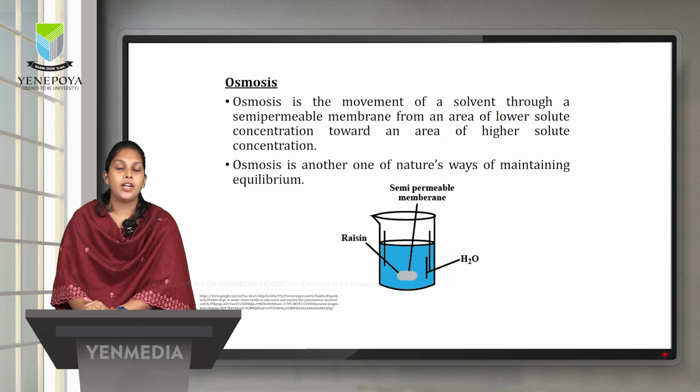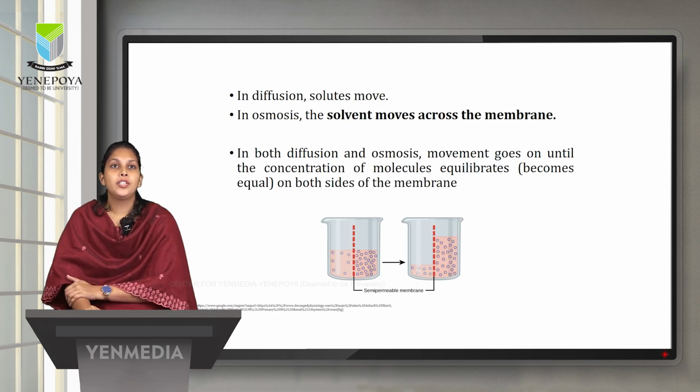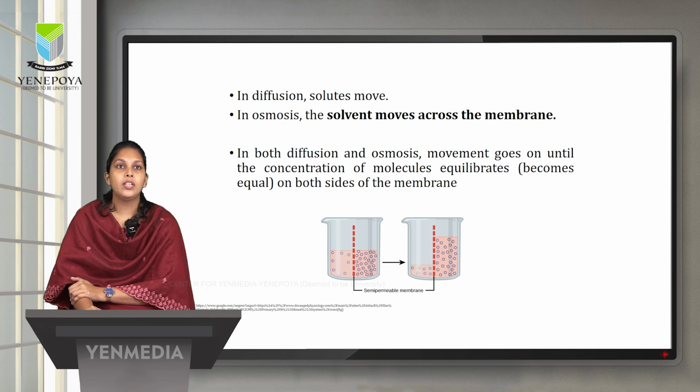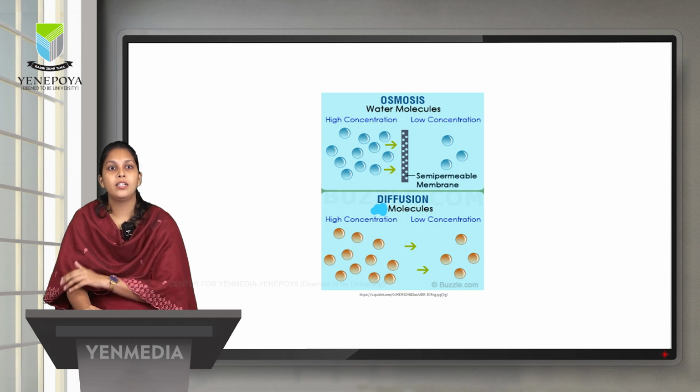Adding more sugar increases osmotic pressure and raises the sugar water level. This is how we remove excess water from the patient's body. So in diffusion, solutes move. In osmosis, the solvent moves across the membrane. In both diffusion and osmosis, movement continues until the concentration becomes equal on both sides of the membrane. This is the osmosis and diffusion happening in the dialyzer.